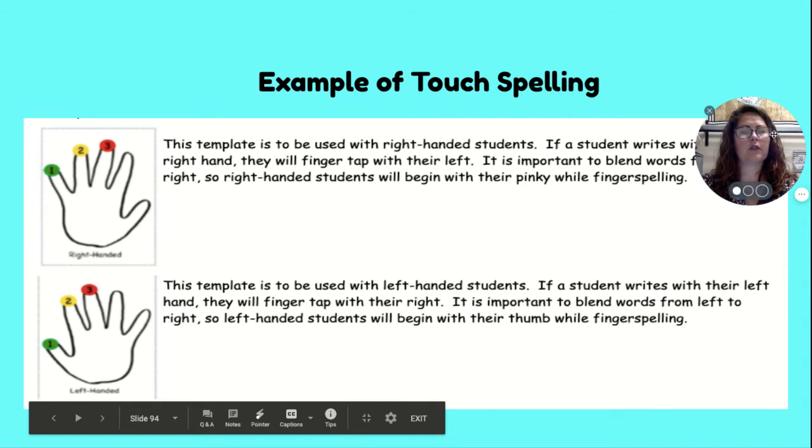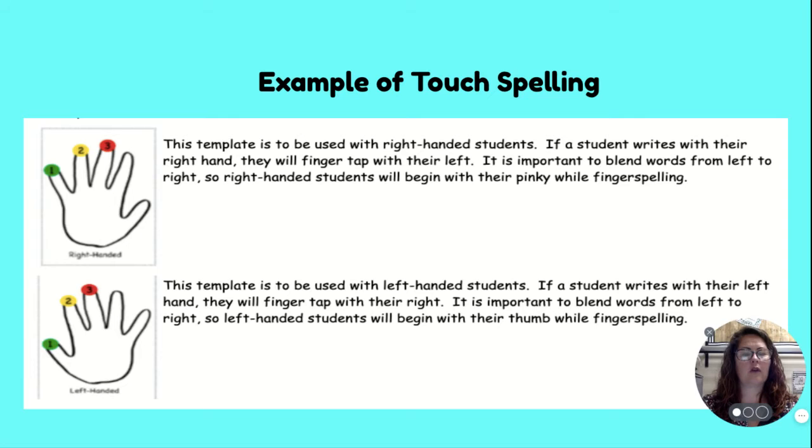Now we're going to review touch spelling. If you're this far along, you should be in the habit of knowing how to do that. If you're right-handed, your right hand would hold your pen or writing instrument, and you would start with your pinky. If you're left-handed, your left hand would have your writing instrument, and you would start with your thumb, following the left to right sequence of how we spell words in the English language.